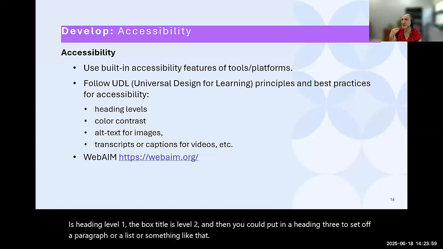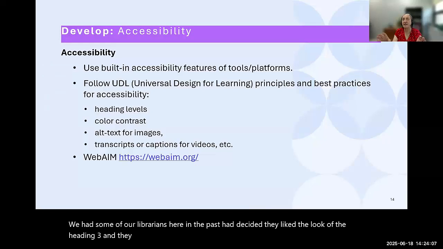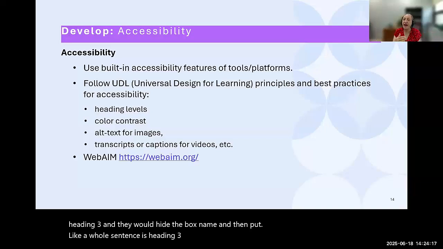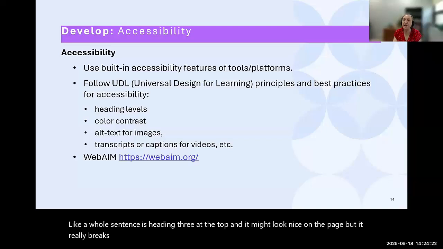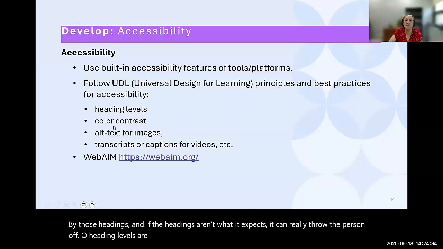We had some of our librarians here in the past had decided they liked the look of the heading 3, and they would hide the box name and then put like a whole sentence as heading 3 at the top. And it might look nice on the page, but it really breaks the accessibility because the screen reader is navigating by those headings. And if the headings aren't what it expects, it can really throw the person off. So heading levels are very important.